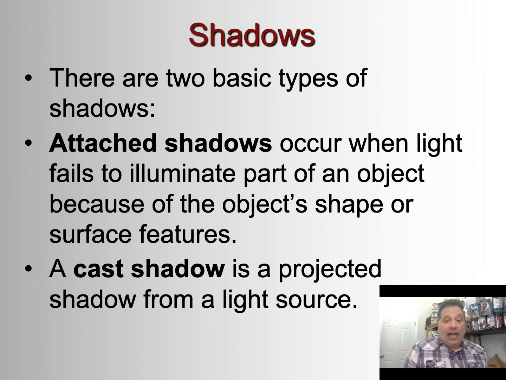Of course, light and shadow interplay, and there are two basic types of shadows. Attached shadows occur when light fails to illuminate part of an object because of the object's shape or surface features. And then a cast shadow is a projected shadow from a light source.